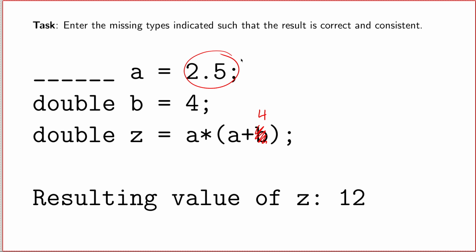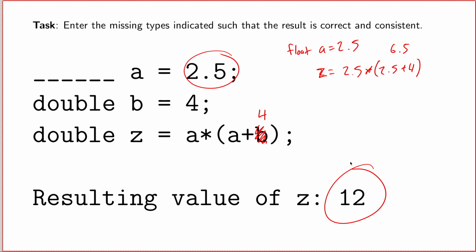If we make a an int, then a just becomes 2. If we make a float or double, then a actually does have the value 2.5. So let's see what happens if a is 2.5. So that means that a is a float or double. Okay, so that means that we have z is equal to, in that case, 2.5 times 2.5 plus 4. 2.5 plus 4 is 6.5. 2.5 times 6.5 is not equal to 12. So I don't think that a has a float or double type. Okay, that's probably not going to work.